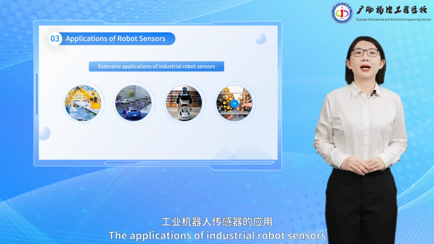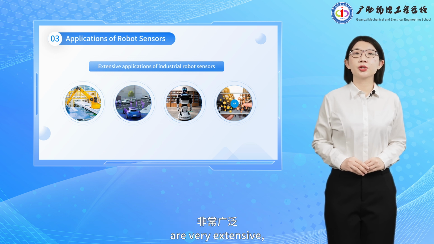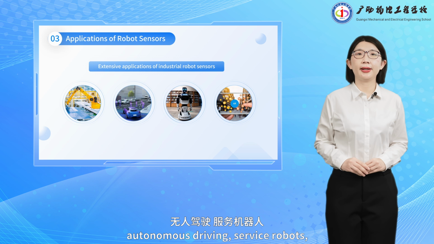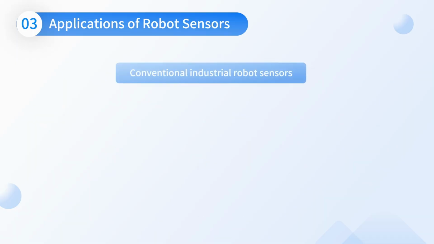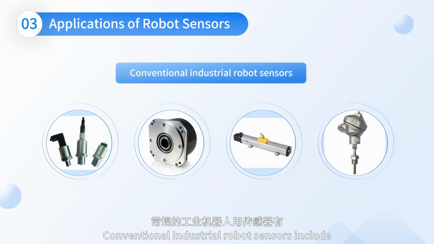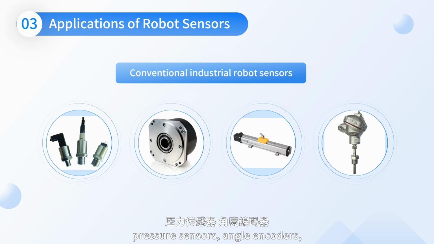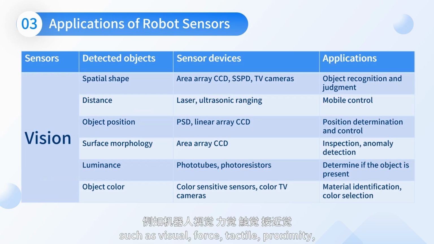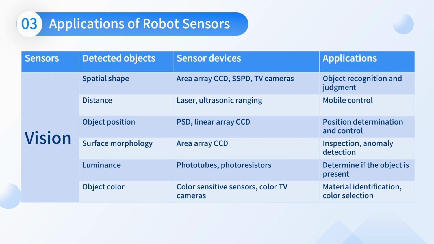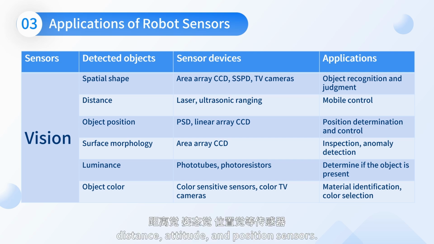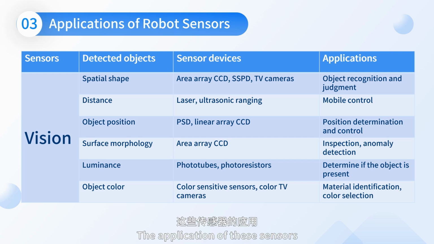The applications of industrial robot sensors are very extensive, including production line requirements, autonomous driving, service robots, and AR technology, among others. Conventional industrial robot sensors include pressure sensors, angle encoders, displacement sensors, temperature sensors, etc. New types of sensors have also been applied in industrial robots, such as visual, force, tactile, proximity, distance, attitude, and position sensors. The application of these sensors has improved the operability of robots.